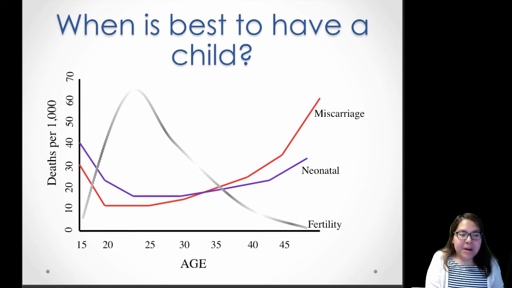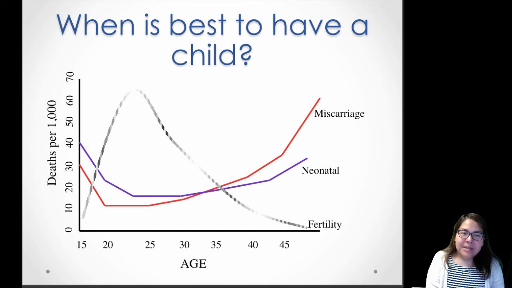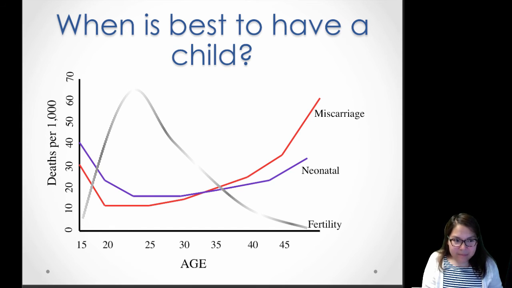So here from this graph, we actually see that the safest time or age range to have a baby is from 16 to 35. And the most optimal time, given fertility, is 22 to 35. So teen mothers tend to have more birth complications and are more likely to deliver prematurely and have low birth weight babies. And you may be asking, why is this?